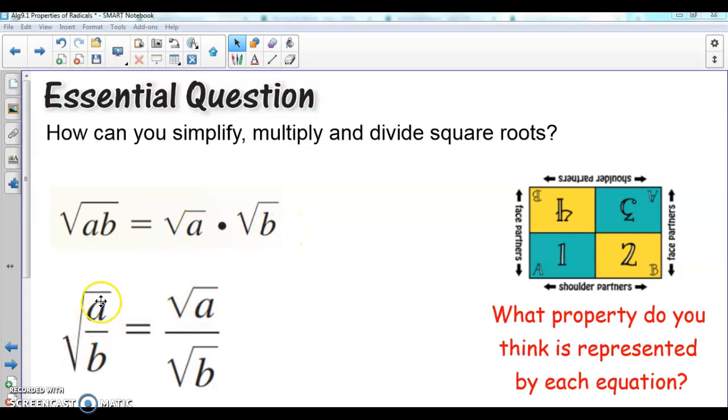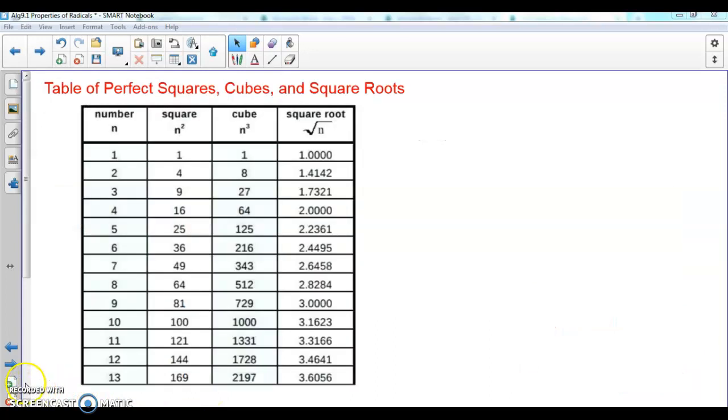Now, the second one is the quotient of radicals. So if you're dividing A divided by B and then you're getting the square root of that, you can actually get the square root of the numerator and then divide it by the square root of the denominator. So those are the two rules that we're going to look at today.